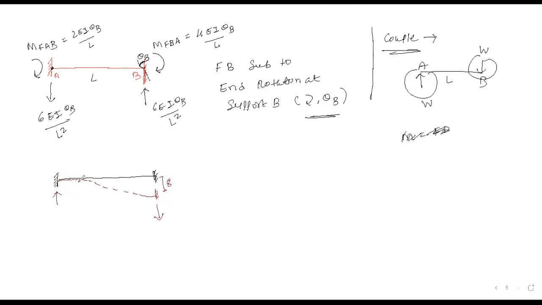Rotate these two arrows at a time. We have a clockwise couple. Yes or no? We have a clockwise couple. To prevent this clockwise couple, we require an anti-clockwise moment here. Is it clear or not? Please confirm me. Kitna clear hai?